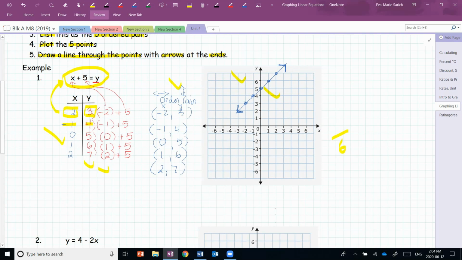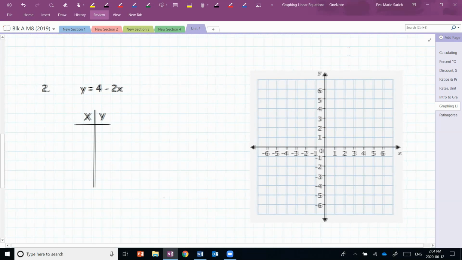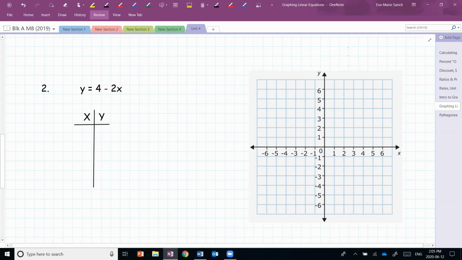Okay, let's go to a second example, one that's a little bit more complicated. It's only more complicated because there's more calculating to be done to find the y's. All right, start in the same way. X gets 5 values: -2, -1, 0, 1, and 2. Now remember, each of these we chose to just go up by 1. So that's a pattern that we see there every single time we choose those numbers.